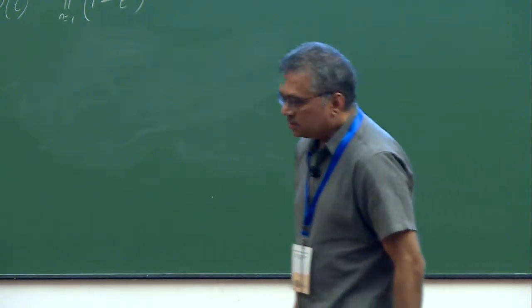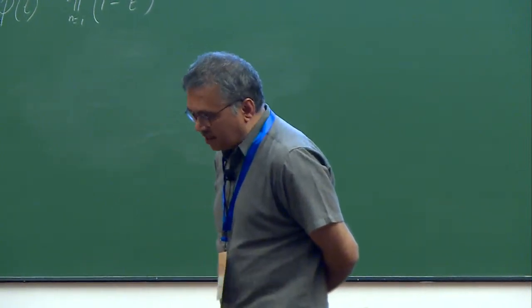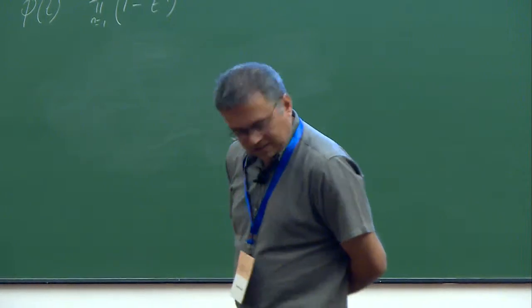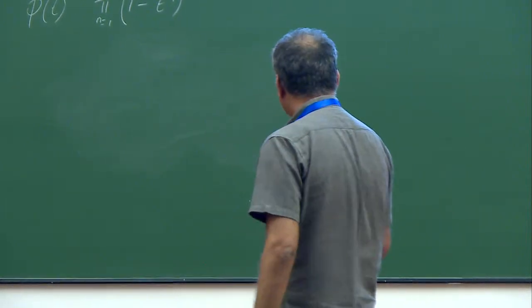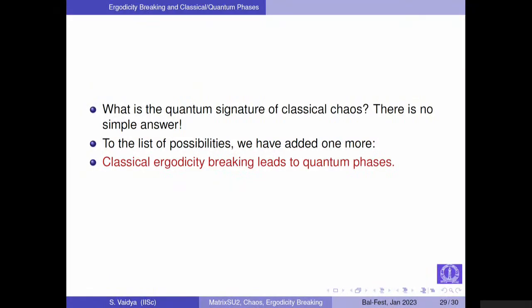Okay. The second question is, usually there is a problem between classical chaos and when you go to the quantum level. Transition. Yes. There is no quantum chaos. So can you tell something about it? Yeah. So like I said, there is no simple answer to what is the quantum signature of classical chaos. There are many suggestions, but each suggestion has some merits as well as drawbacks. All I can say at the moment is that we have only muddied the water more by suggesting that classical ergodicity breaking can actually correspond to quantum phases.